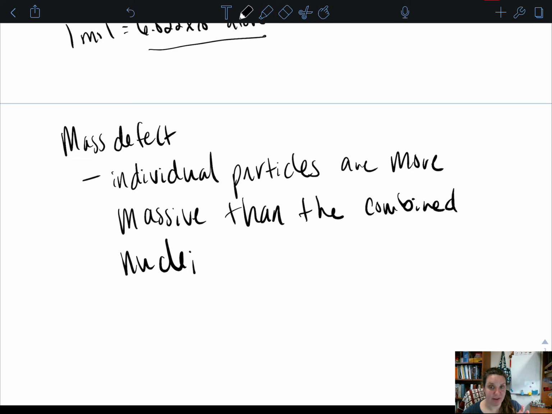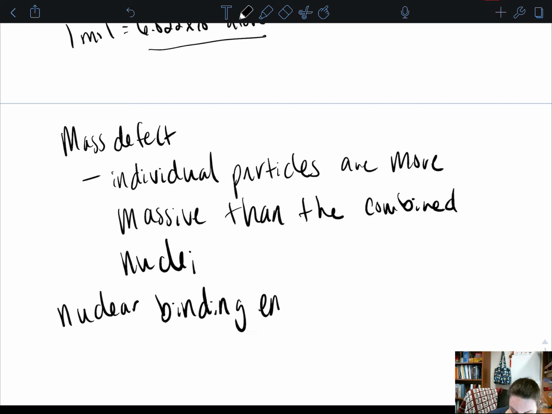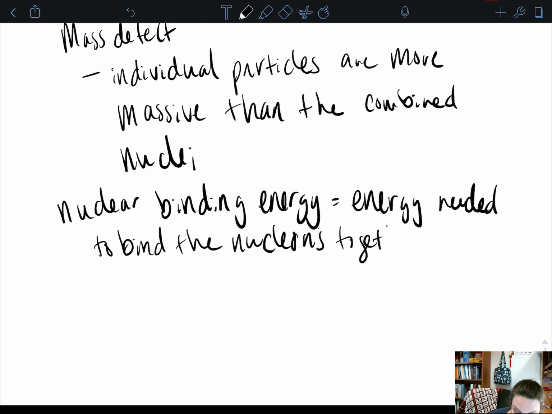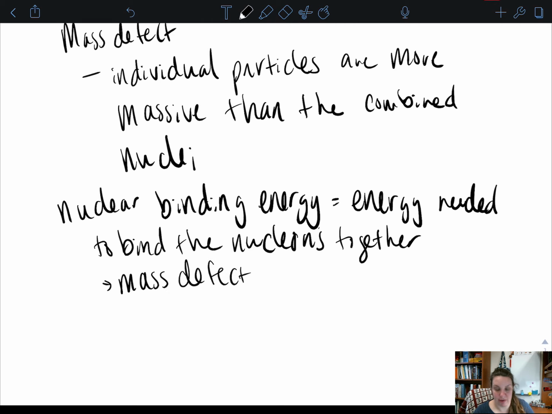So the difference in that mass is called the mass defect. You have the mass of all the individual nucleons, and then you put them together and they bind together, and they need energy to bind together. We call that the nuclear binding energy. This is the energy needed to bind the nucleons together. So we have the mass defect, that loss in mass, being converted into our nuclear binding energy.